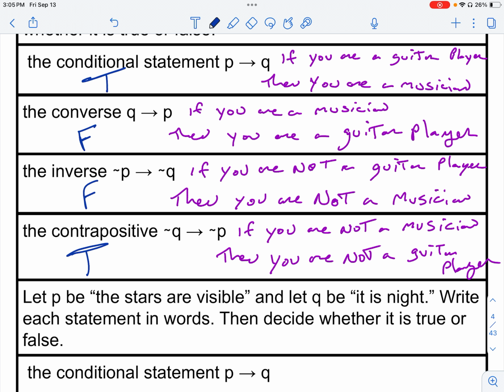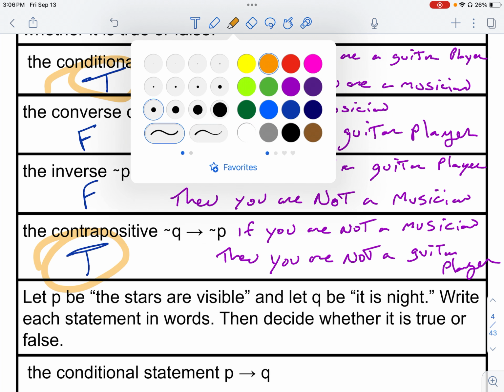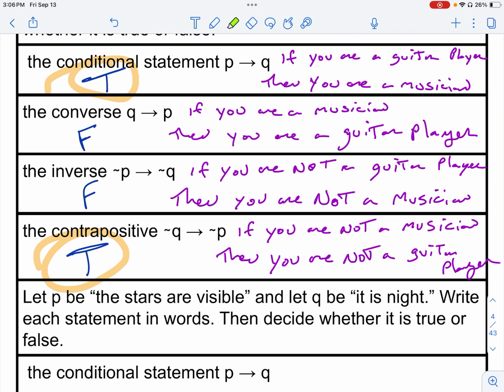Now remember a few minutes ago when I said we'll talk more about equivalent statements? Here we got two truths. And what we're going to find is the conditional statement and contrapositive are going to be the same. They're both going to be true or both be false. And then our converse and our inverse are going to both be true or both be false.